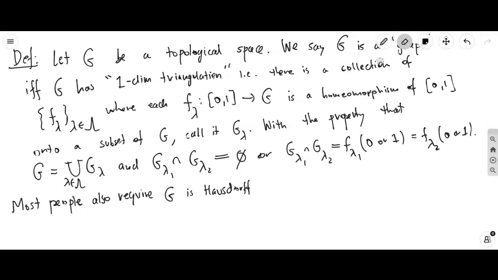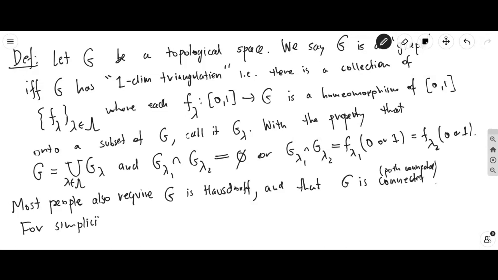So most people also require that G is Hausdorff, and that G is connected. And if you do not like connected, you can just say path connected, like we've always been assuming up to this point. Now, let me just add this. For simplicity, we're going to assume that lambda, the indexing set, is finite. Later on, I'm going to show you how you can generalize it to an infinite indexing set, but things do become a little bit trickier when you have an infinite collection.